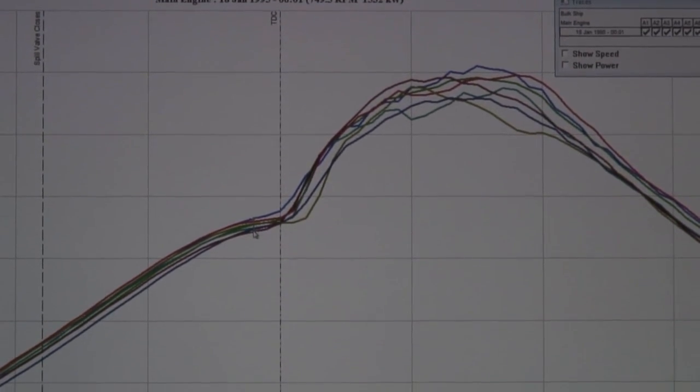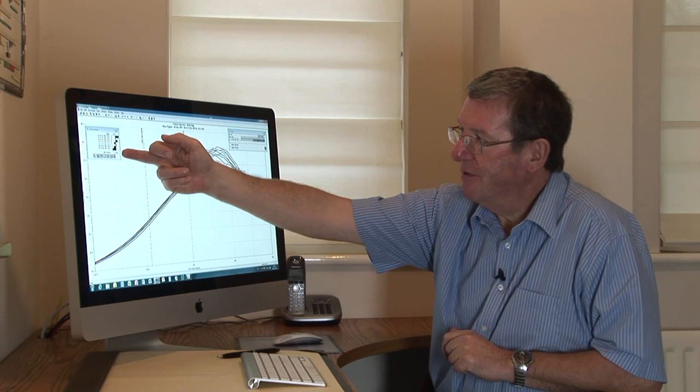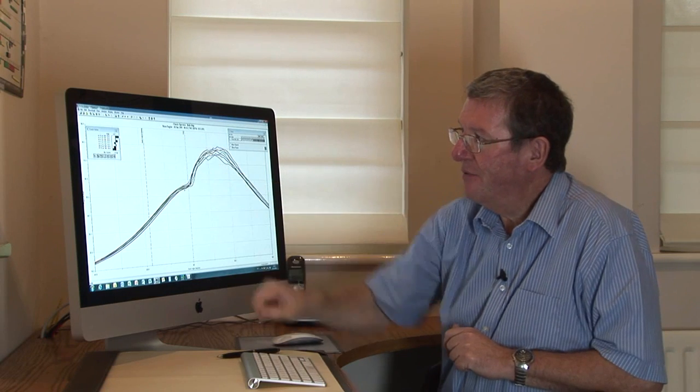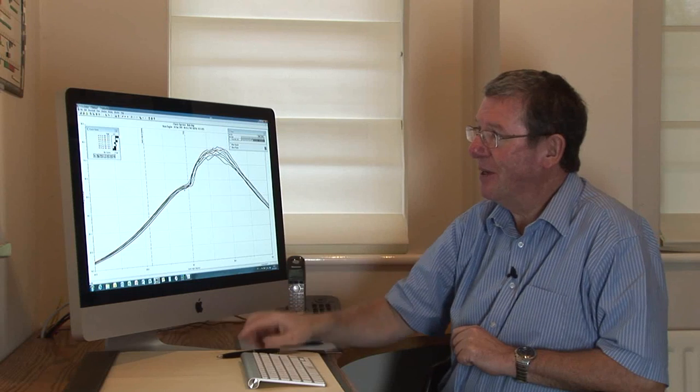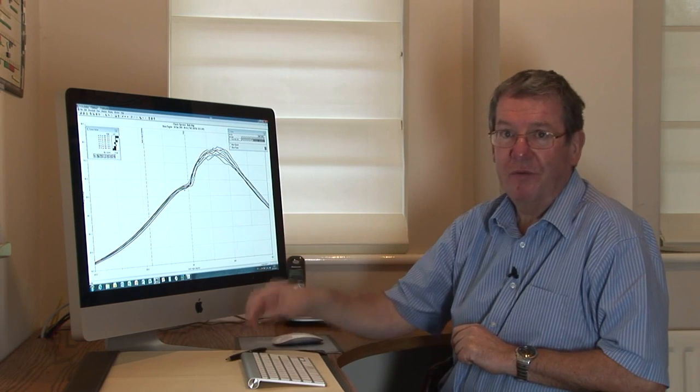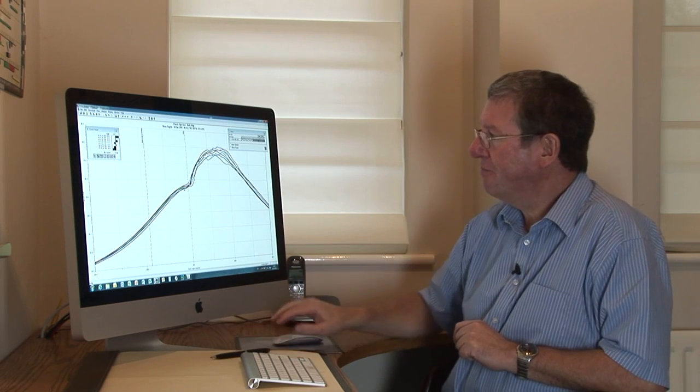On the A bank, I can see that I have 2 bars of variation. The ambient pressure is about 50 bar. So that's less than 5% variation. That's an acceptable level for an engine of this type.